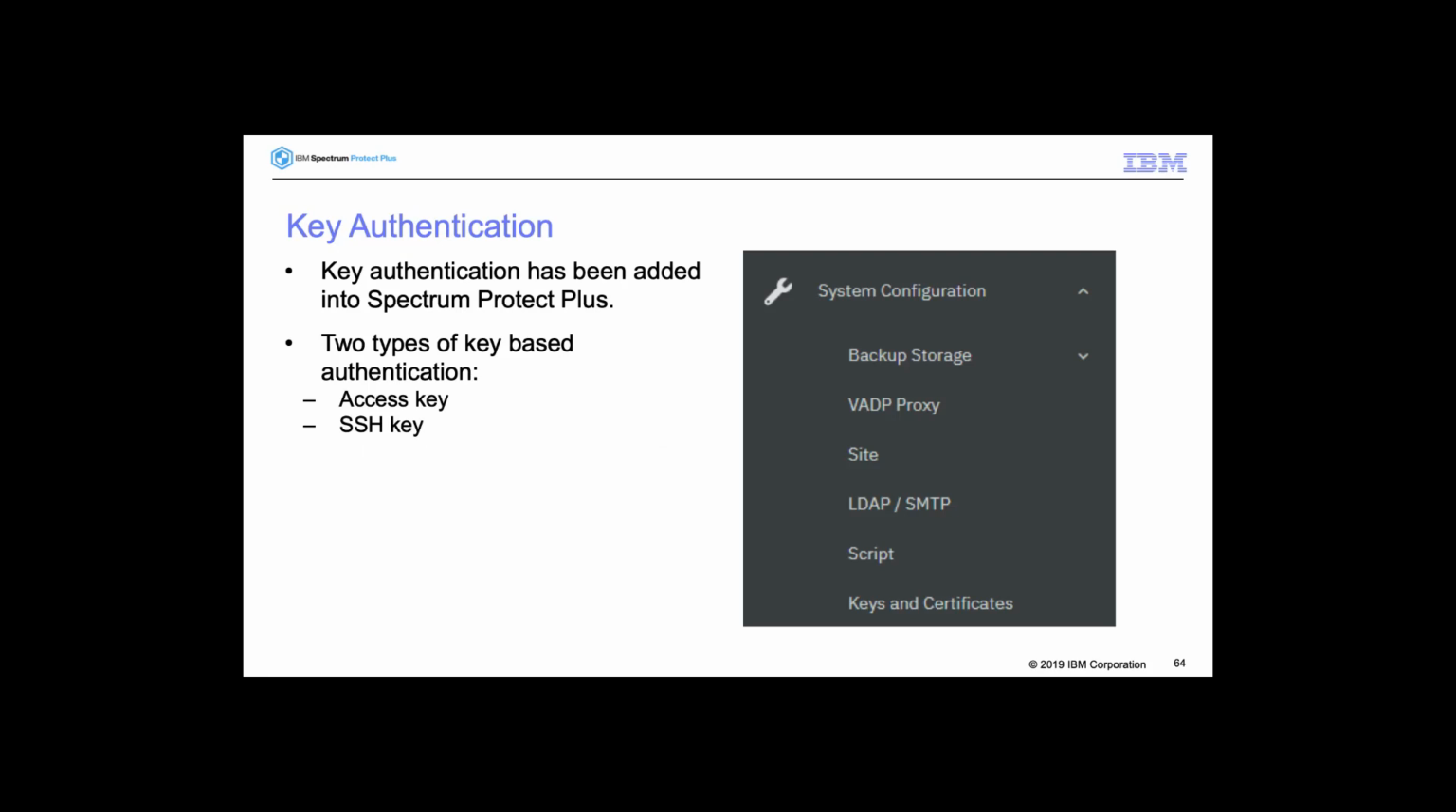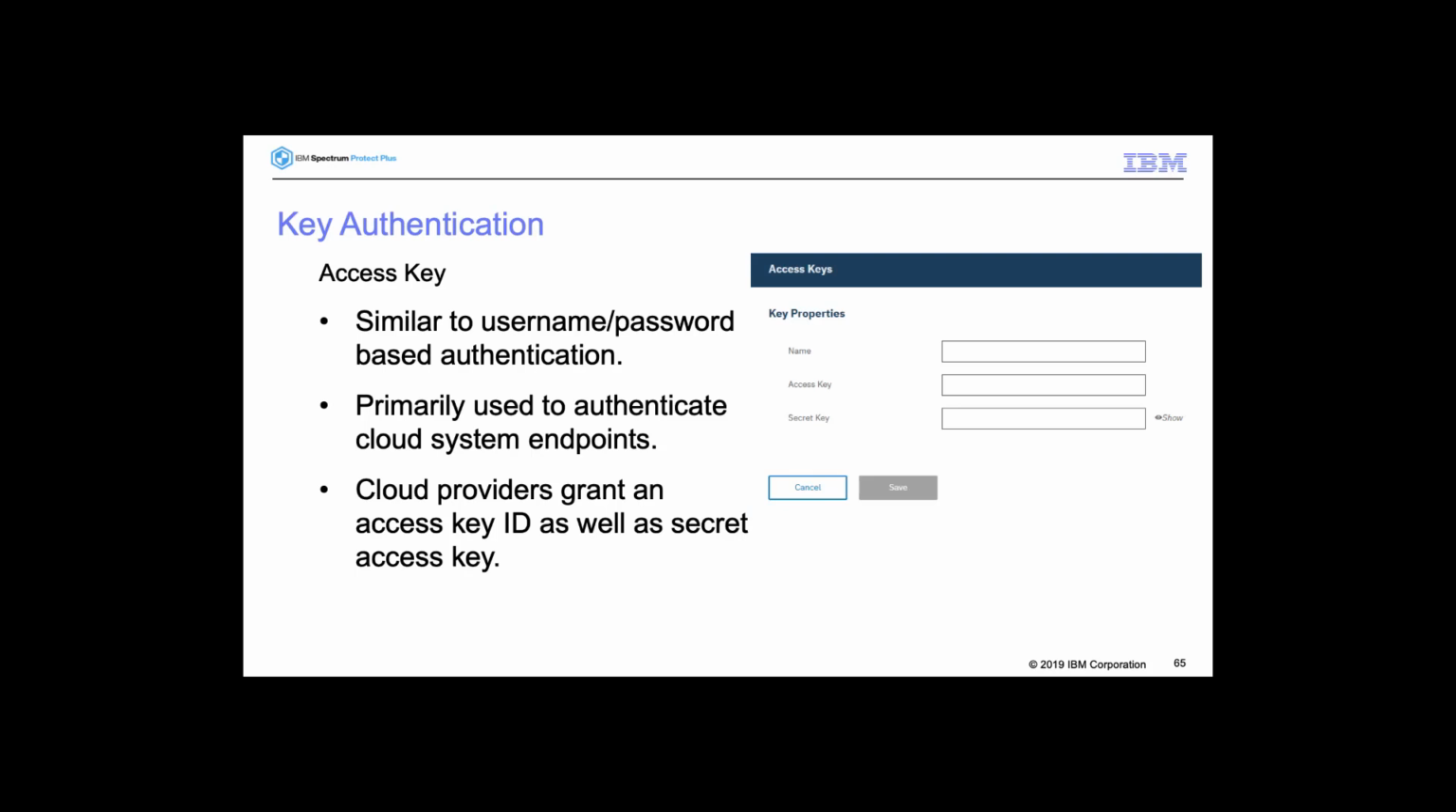We've also added now, particularly dealing with the cloud, the ability to store keys and certificates in the main GUI. There are two types of key-based authentication supported: access key and SSH key. The access key authentication is going to be similar to the username and password, and really it's primarily used to authenticate with cloud system endpoints. So the cloud providers are going to grant an access key as well as a secret access key when accessing those cloud providers.